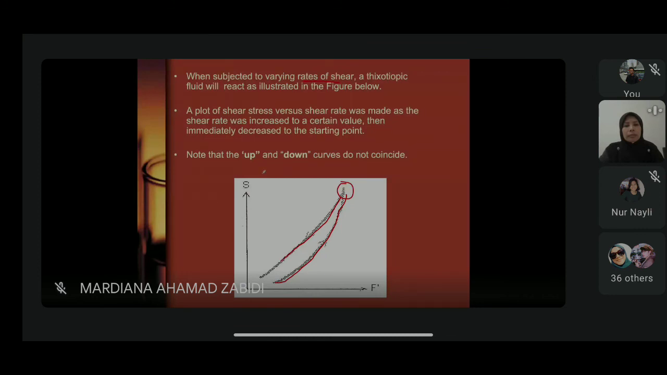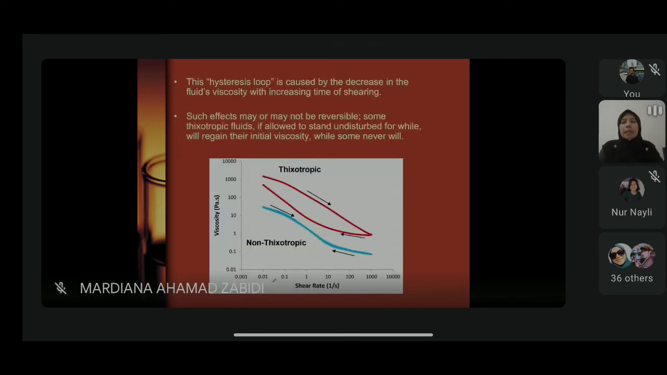So a plot of shear stress versus shear rate was made as the shear rate was increased to a certain value, then immediately decreased to the starting point. If you notice, the up and down curves do not coincide, meaning that the original viscosity of the fluid will no longer be achieved after it has gone through another process. This change here is known as the hysteresis loop. The hysteresis loop is caused by the decrease of fluid viscosity with increasing time of shearing. This particular effect may or may not be reversible.